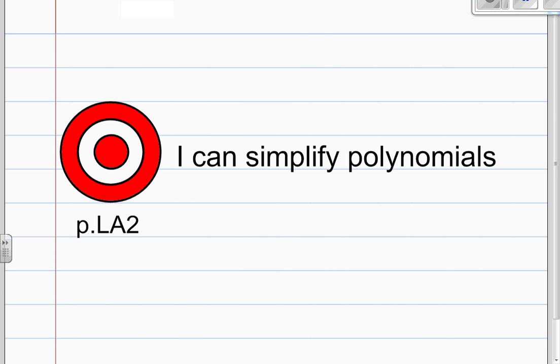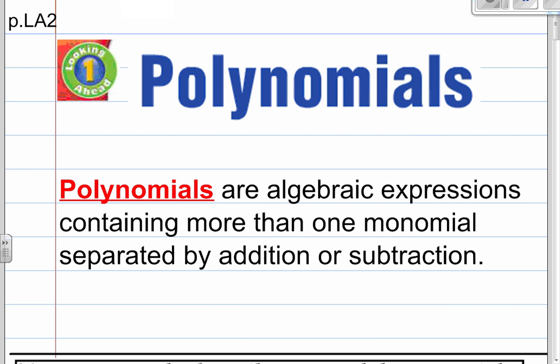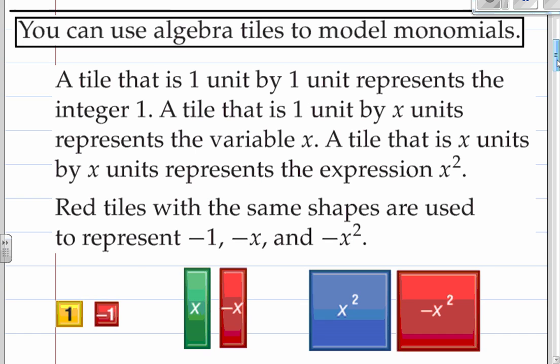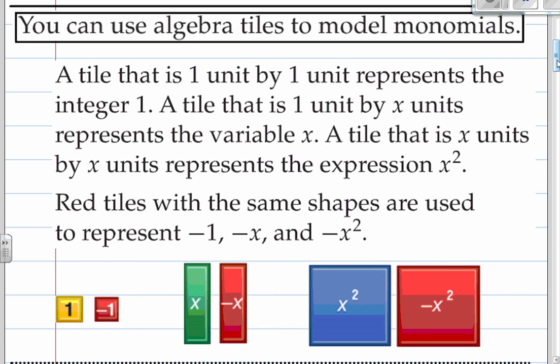Target today is I can simplify polynomials, found on page LA2 in the back of your book. Polynomials are algebraic expressions containing more than one monomial separated by addition or subtraction. Our book likes to show you algebra tiles to model this, so I'll use that, but I will also be doing just a simple math version of it.